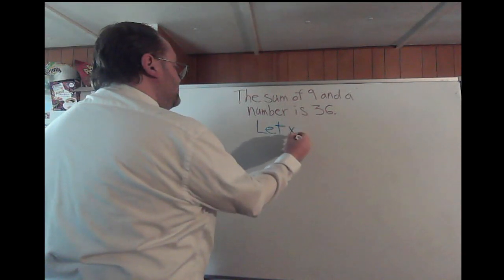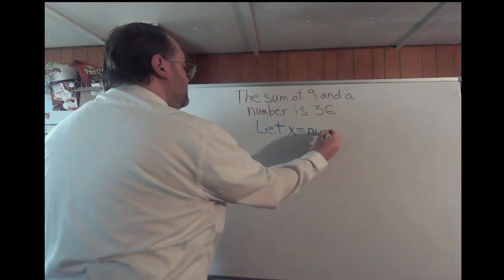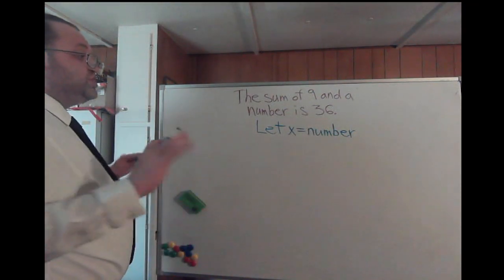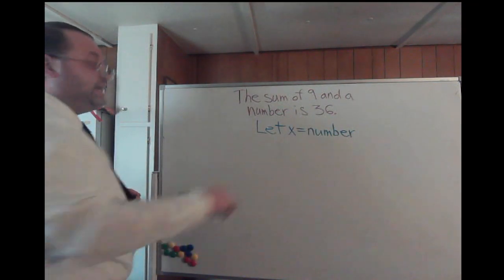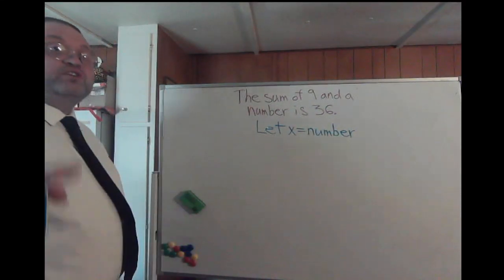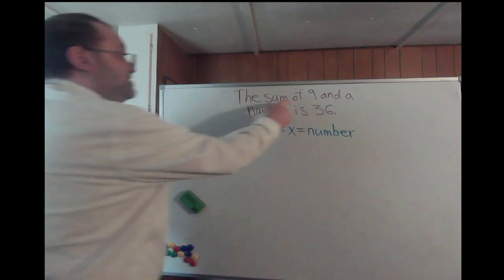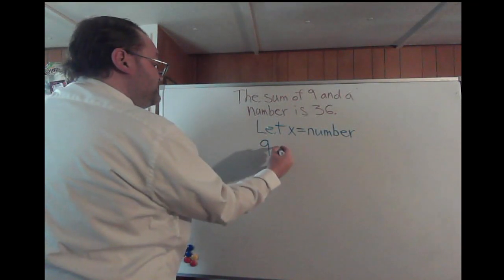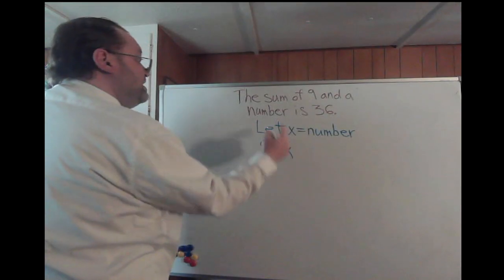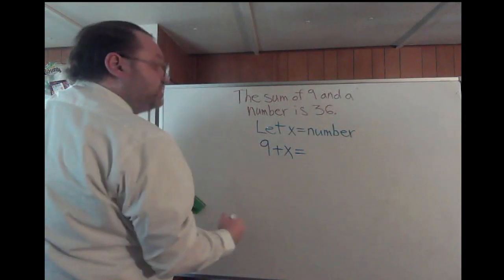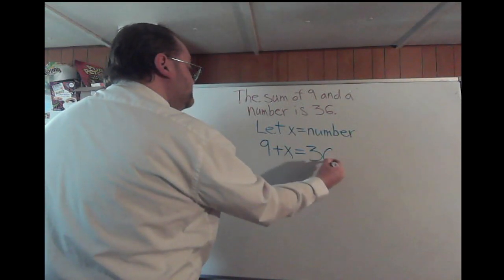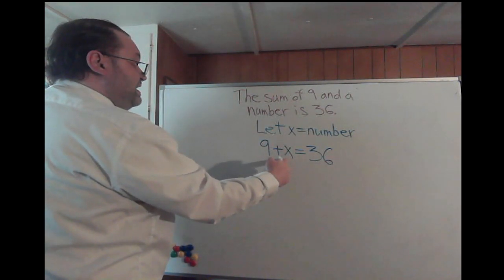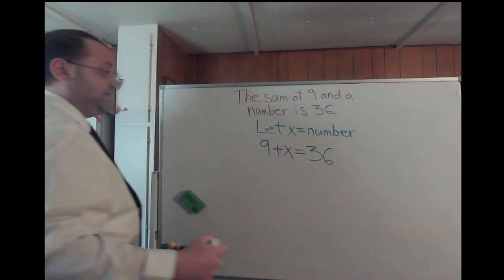We'll let x equal the number, good old classic algebra, let x equal the number. So what this problem is saying now is the sum. So this tells you it's going to be an addition problem. So the sum of 9 and a number, the sum, so that's 9 plus x, is, which means equal to 36.